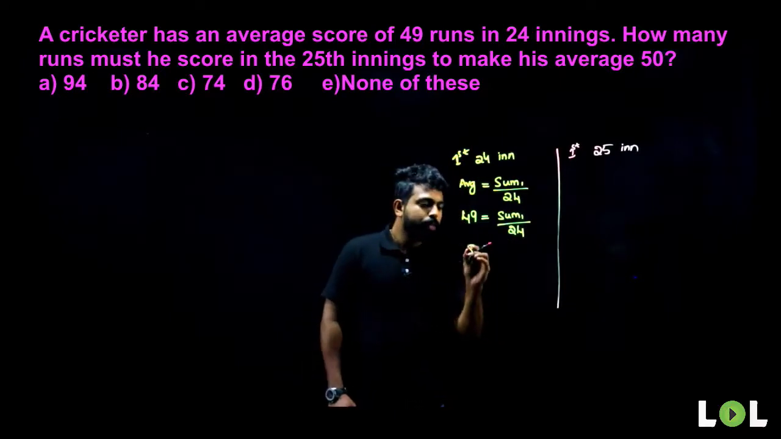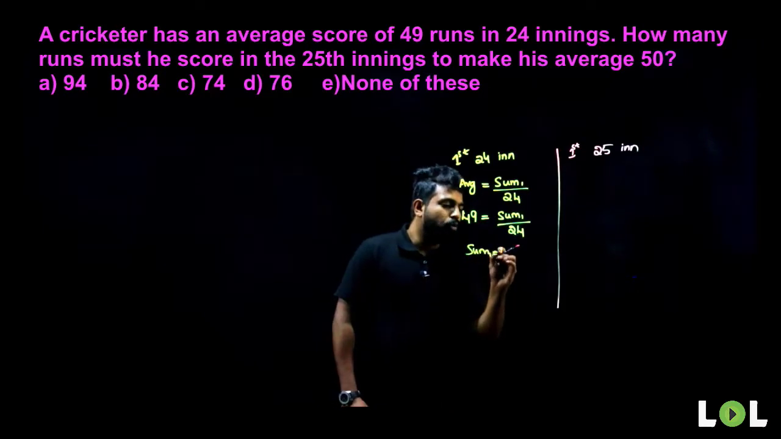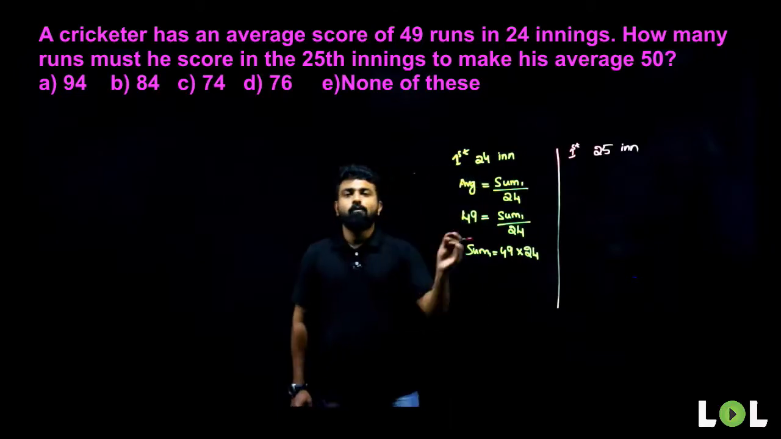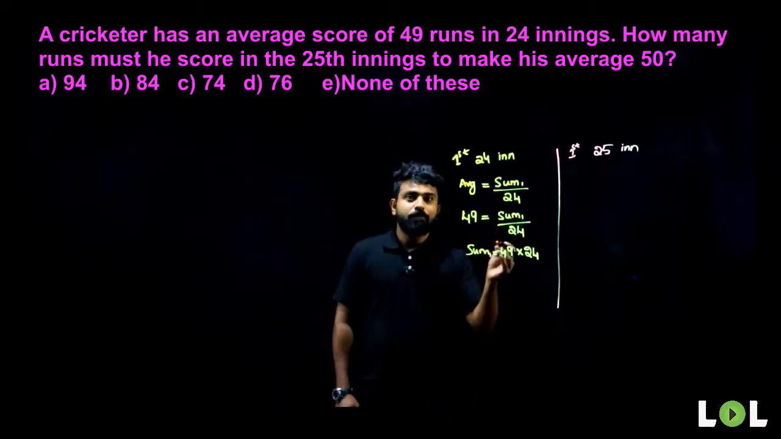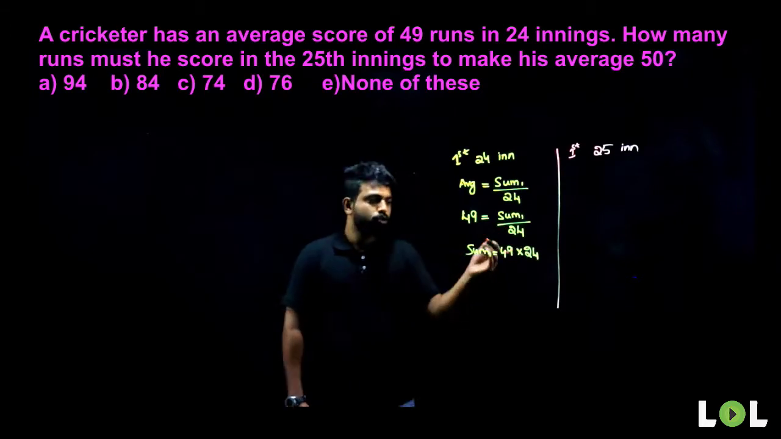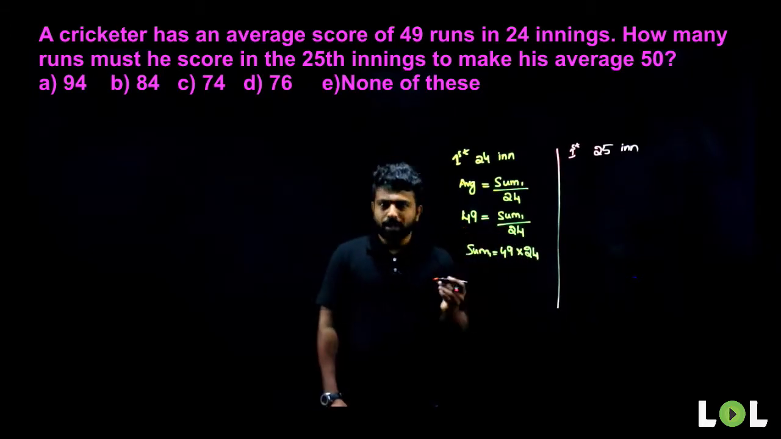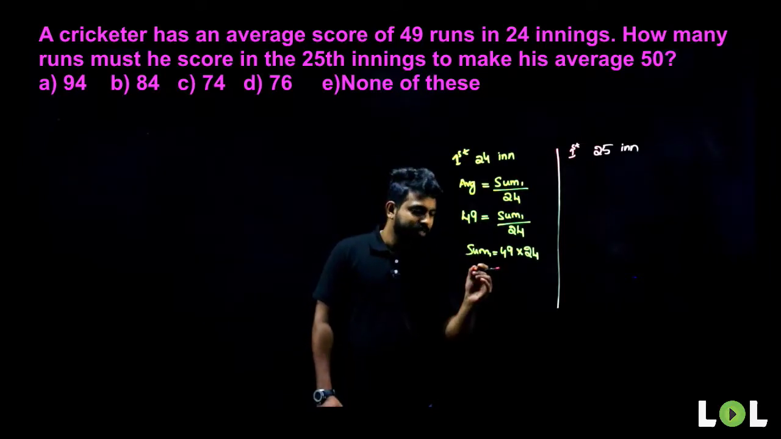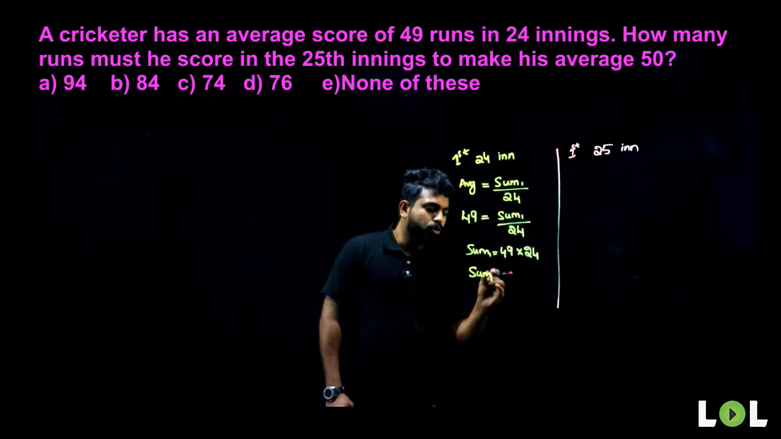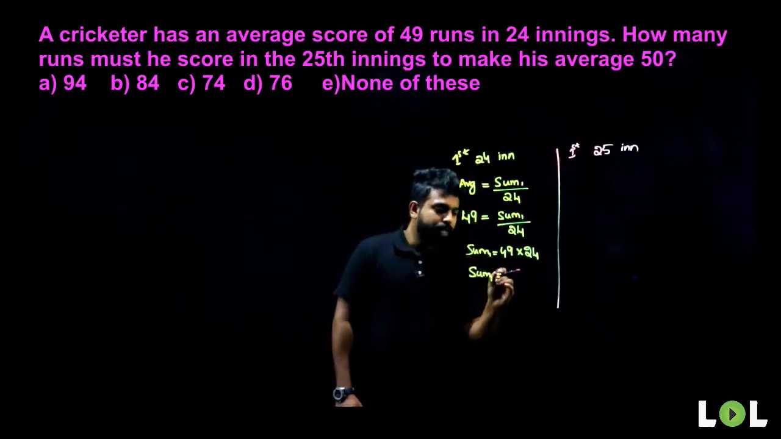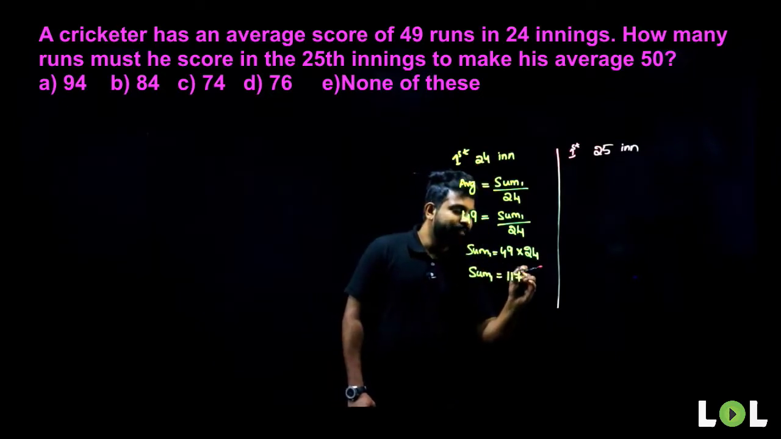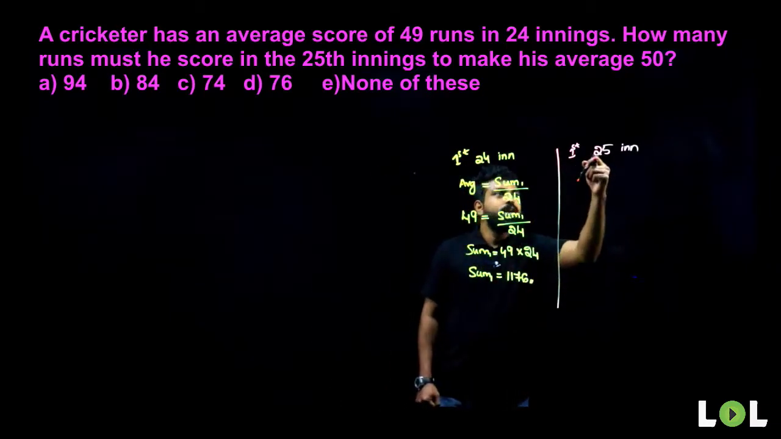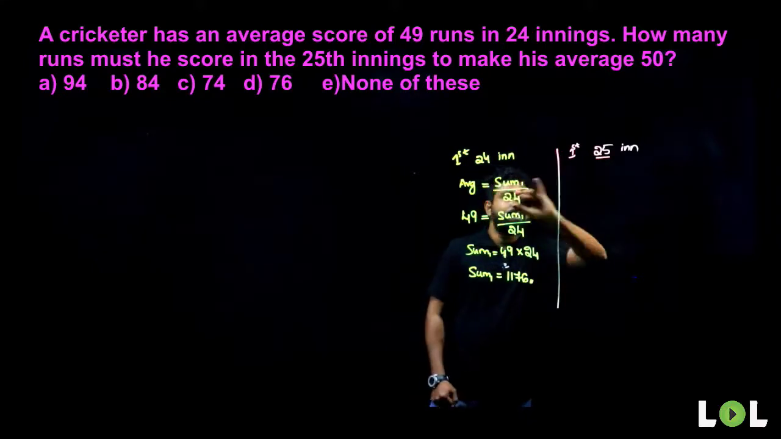It would be sum 1, that will be 49 into 24. What is the value of 49 into 24? It will be 50 into 24 minus 24. So 50 into 24 gives me 1200. 1200 minus 24 gives me 1176. So the total runs he has scored till 24 innings will be 1176 runs. Now let us look at the 25th innings or the first 25 innings in total.